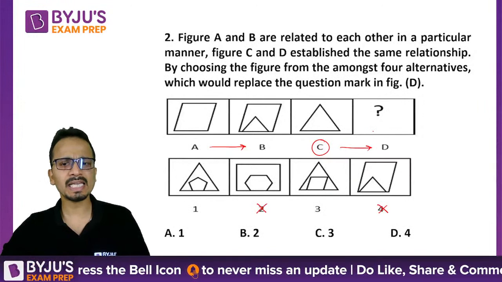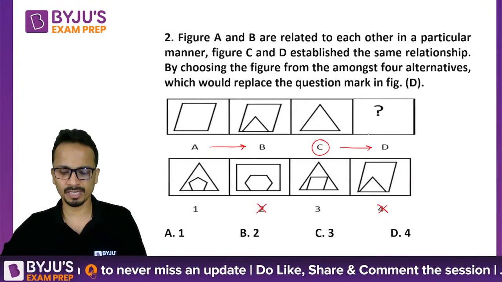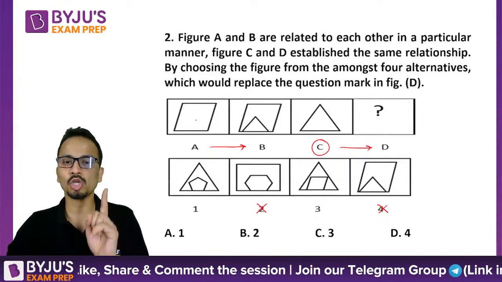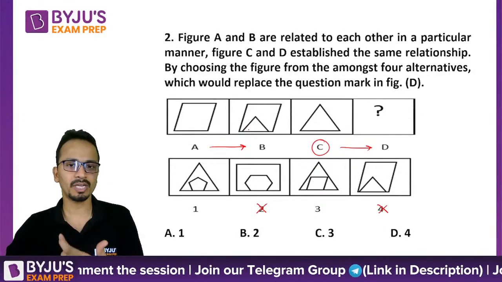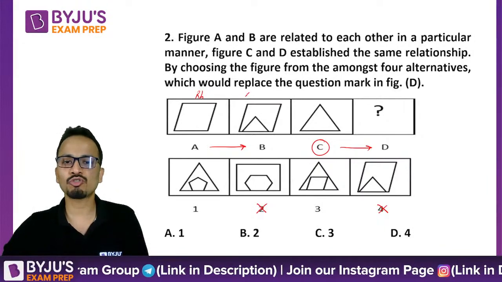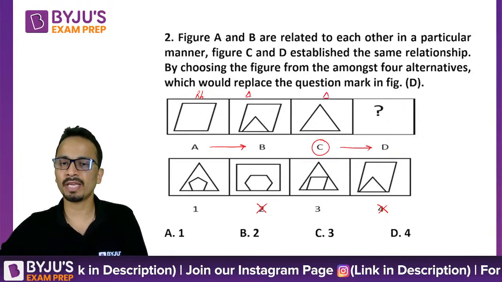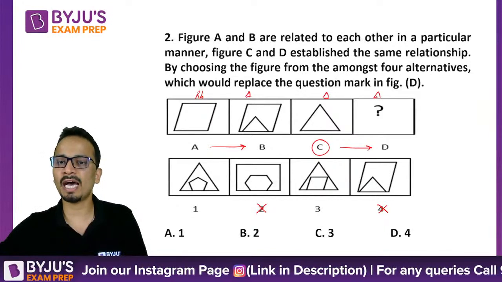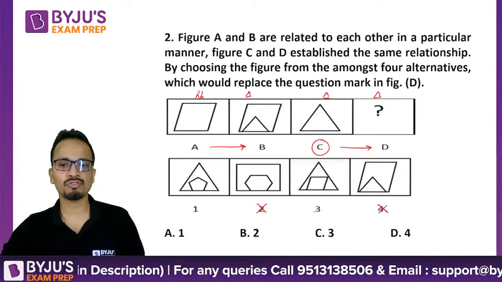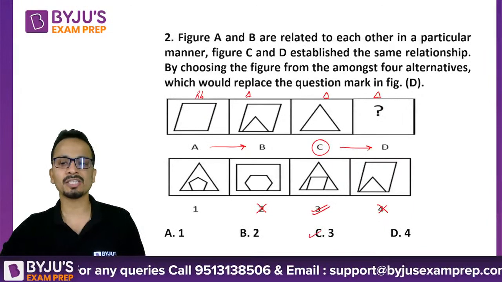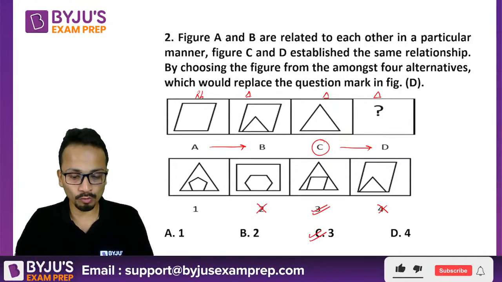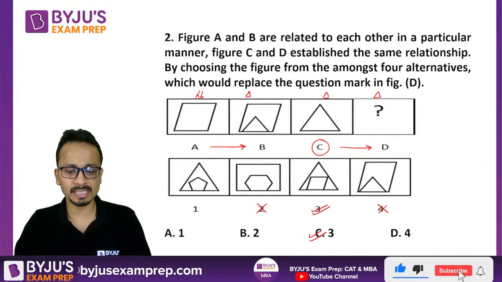Inside the triangle, there will be a figure that will be drawn. Earlier it was a rhombus and a triangle, the relation was like this. So there was a rhombus and a triangle, and here I have a triangle. So inside the triangle, I should draw a rhombus. That is there in figure number 3, so figure number 3, that is option C, will be the correct answer. And all of you have given the correct answer.